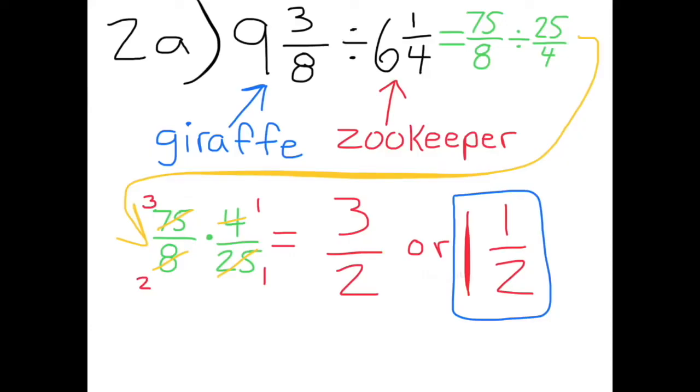9 3/8 divided by 6 1/4 is 75/8 divided by 25/4, which is the same as 75/8 times 4/25. Simplified, that becomes 3/2 times 1/1, which is 3/2, or 1 1/2. The giraffe is 1 1/2 times as tall as the zookeeper.